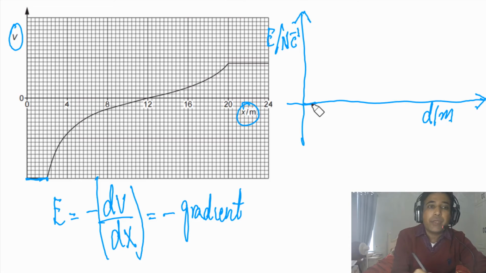Now you see gradient is positive, but you have to take the negative of that. So electric field is negative. And you can see gradient is always positive, meaning from this point to this point, first of all gradient is decreasing, so the electric field will be decreasing, then gradient is increasing but it is still positive. So it means electric field is negative between these two spheres.